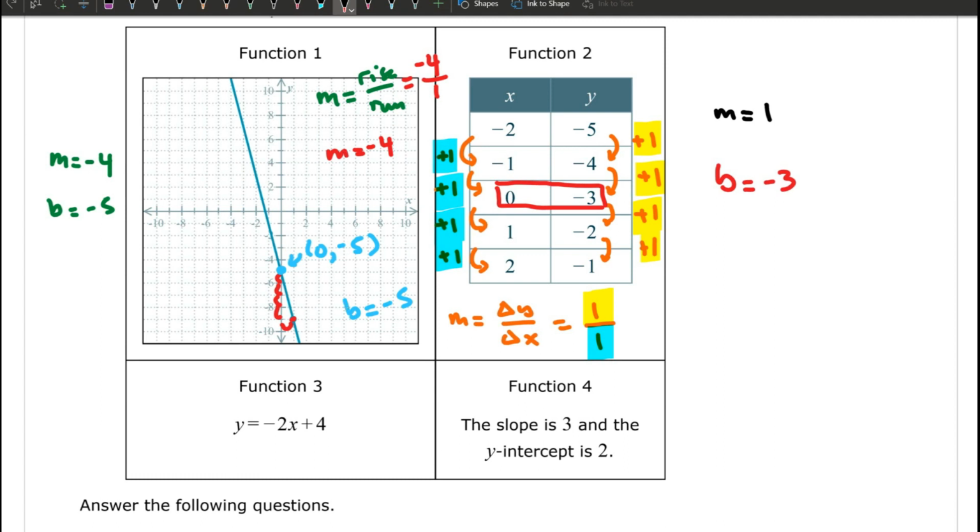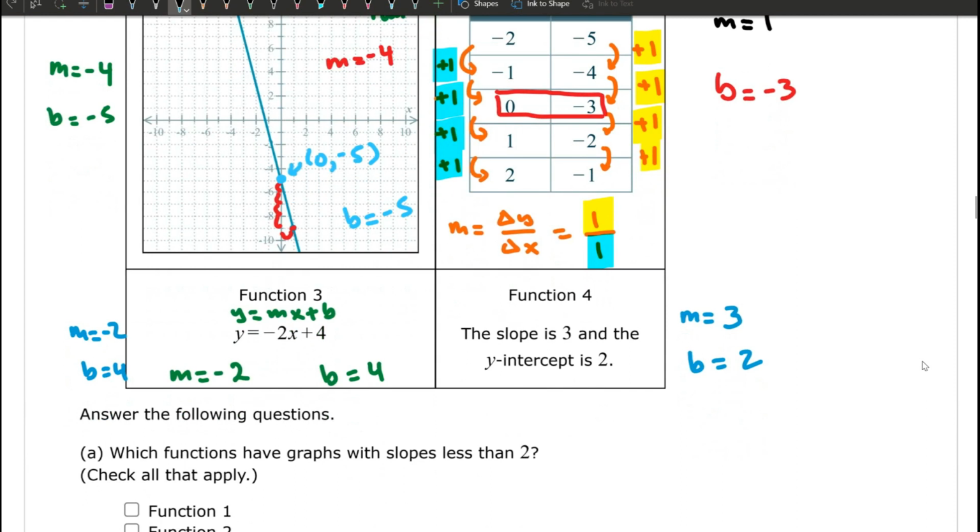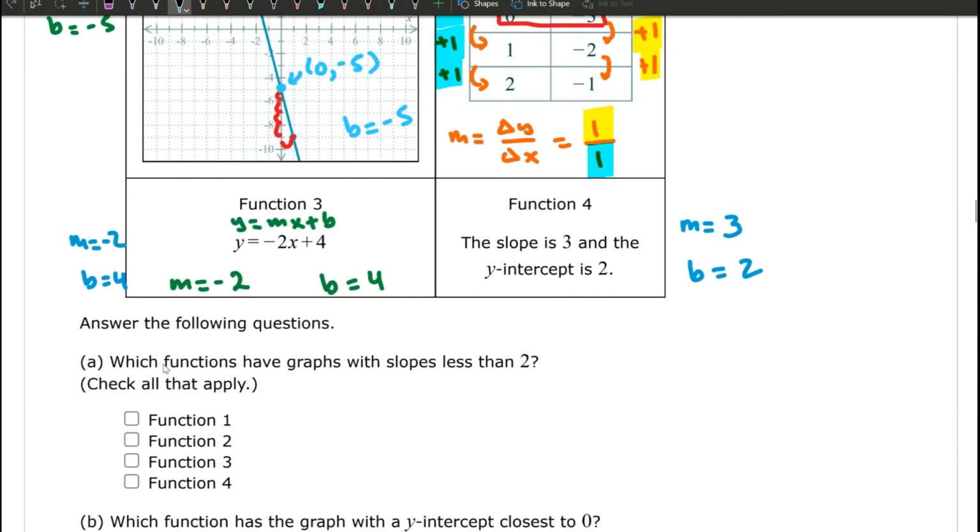Alright, number 3, function 3. y equal to mx plus b. We're so familiar with this one already. Your slope is negative 2 and your b is 4. M is negative 2, b is 4. Function 4 is given to you. The slope is 3, so m equal to 3, and the y-intercept b equal to 2. Alright, with that m and b of all 4 functions, you can answer the questions below.